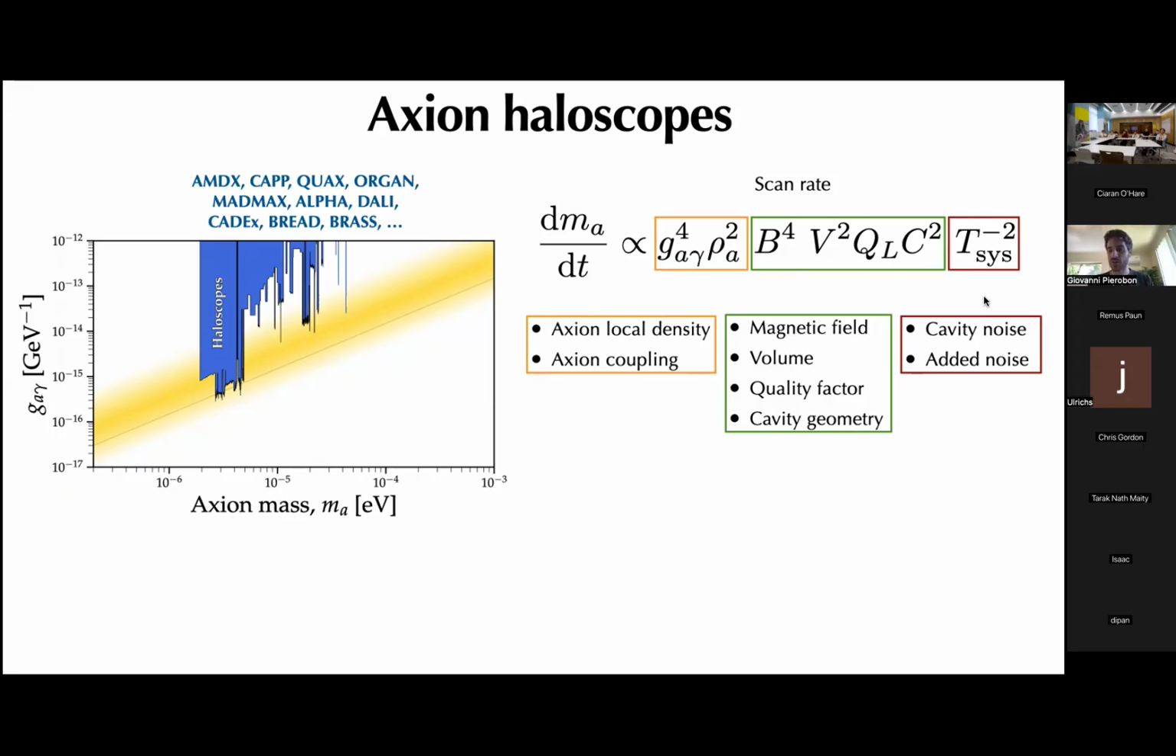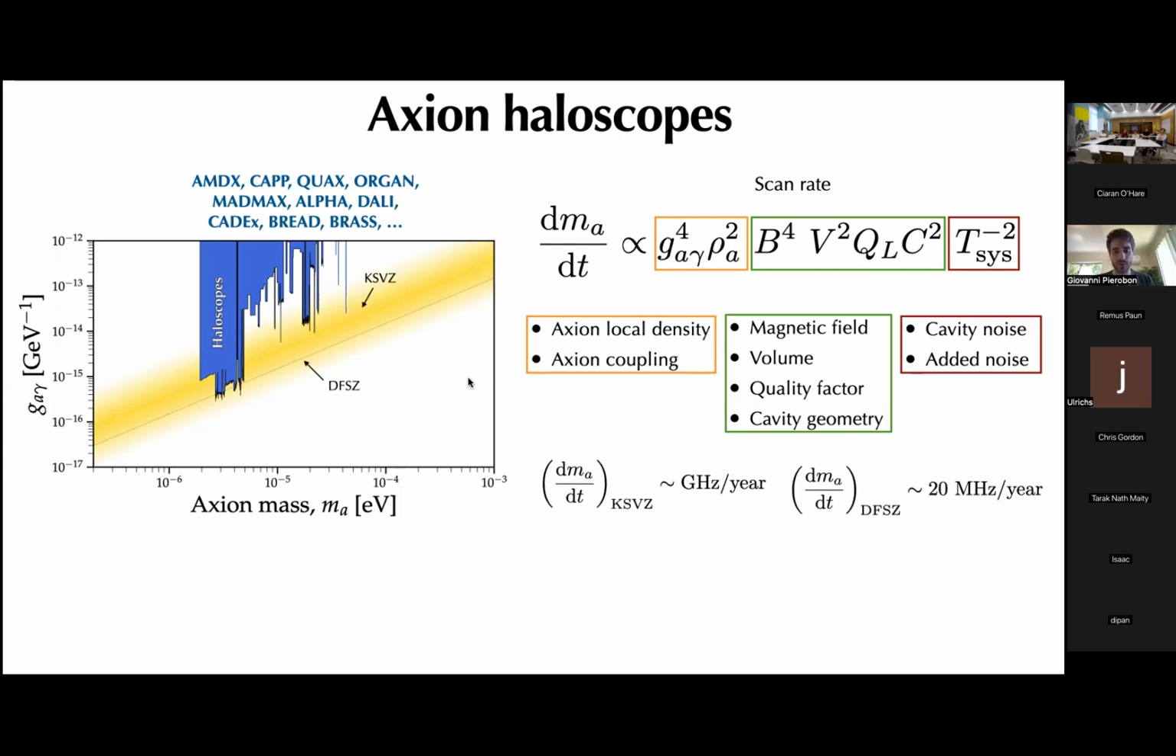You want to not only maximize the signal but suppress the noise. So you would want to put the cavity at cryogenic temperatures, and you want to make sure you detect your signal, your photons, with as little other noise as possible.